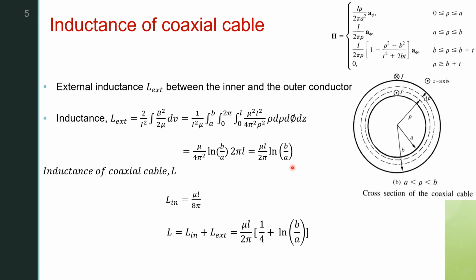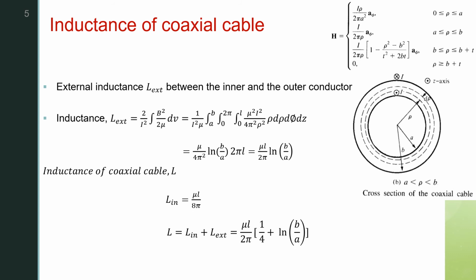So now we have determined the internal inductance and external inductance. So the total inductance of the coaxial cable is equal to L internal plus L external. Internal inductance is equal to mu L by 4 pi, plus mu L by 2 pi ln B by A. So you will get mu L by 2 pi into 1 by 4 plus ln B by A. So using this expression, we can determine the inductance of coaxial cable, and we have come to this expression by evaluating the internal inductance and external inductance separately.